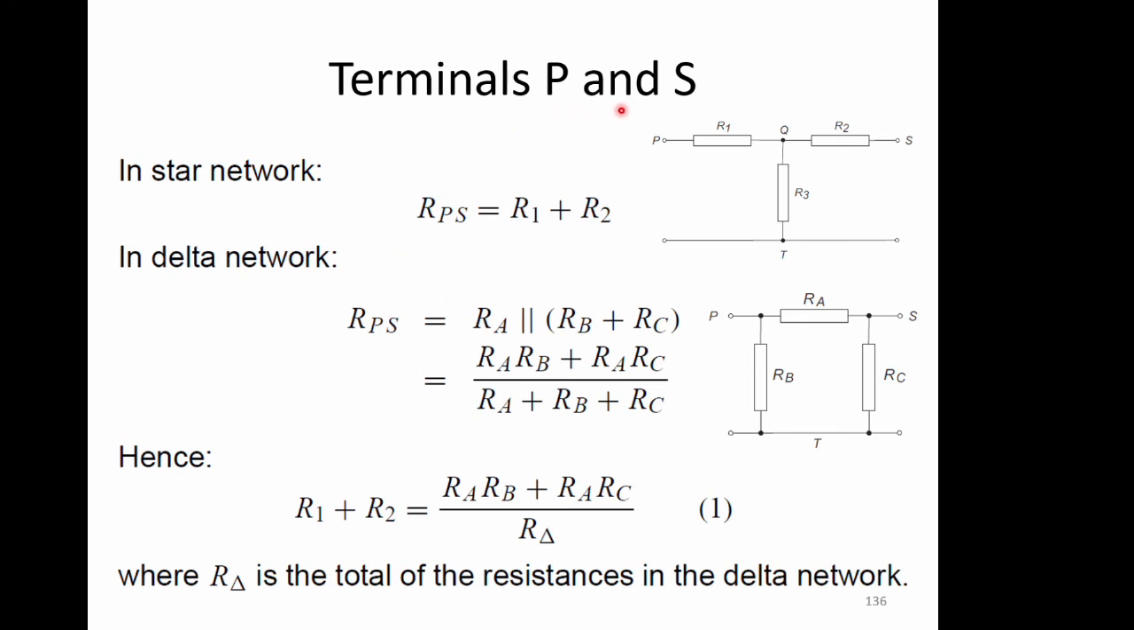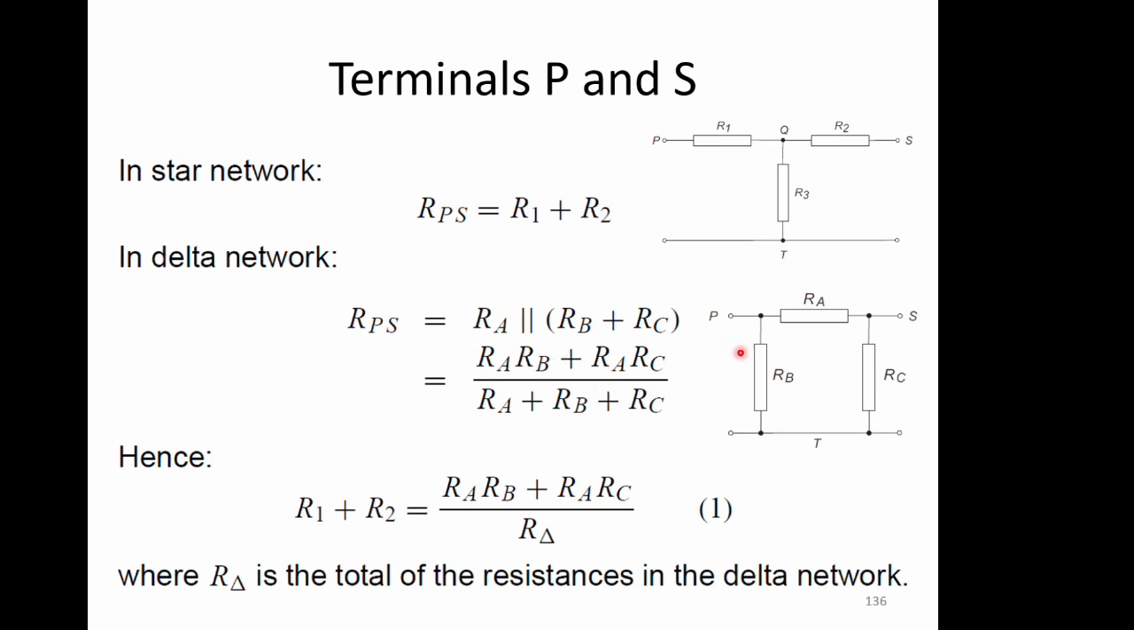So for terminals P and S, because we've got three sets of terminals to worry about. We've got looking into P and T, we've got looking into S and T, and then we've got looking into P and S. So there's three ways of looking at this. So let's just start with terminals P and S. If we connect a circuit to P and S and see what's going on in that little loop there, we would say that the resistance between P and S is equal to R1 plus R2. This one's not connected, so there's nothing going on in this bit. So the circuit is just this. So RPS is R1 plus R2.